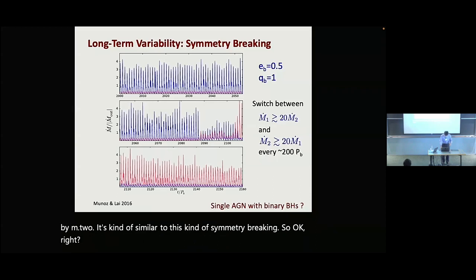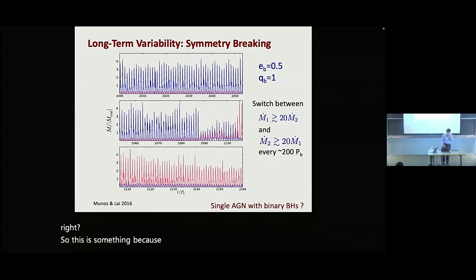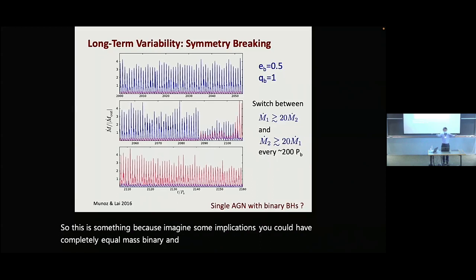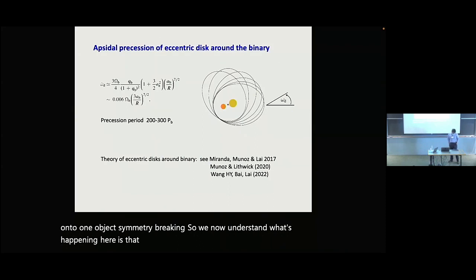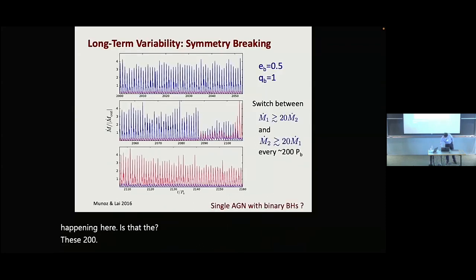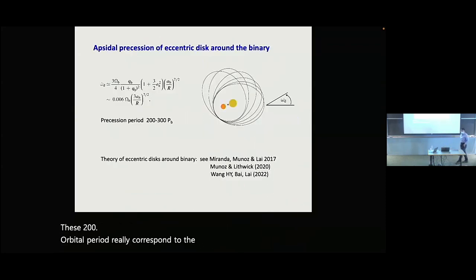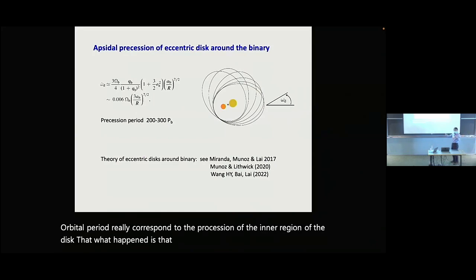So you can imagine some implications. You could have a completely equal mass binary, and then at a given time, you see accretion onto only one object: symmetry breaking. So we now understand what's happening here: this 200 orbital period really corresponds to the precession of the inner region of the disk. What happens is that the inner region of the disk becomes coherently eccentric, and it precesses, driven by the quadrupole of the binary, right?